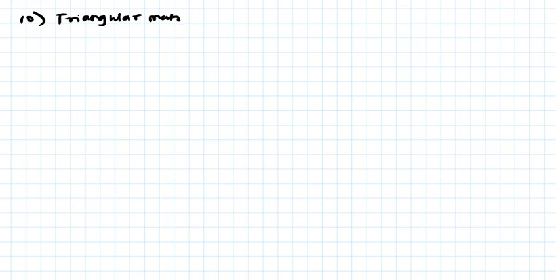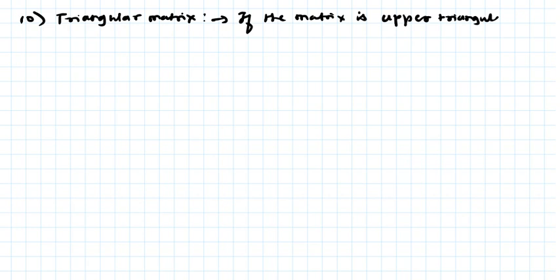Triangular matrix. Okay, so if the matrix is upper triangular and lower triangular at the same time, then it will be a triangular matrix.